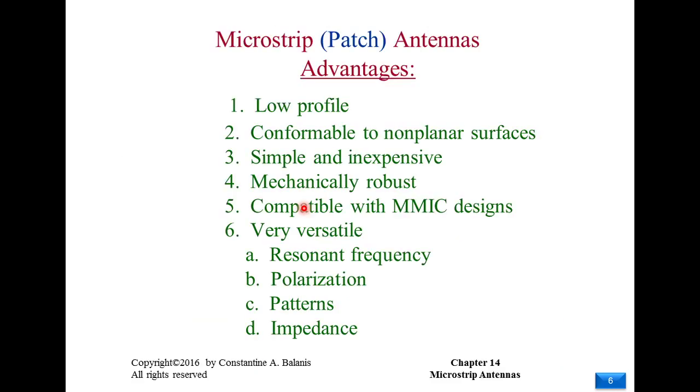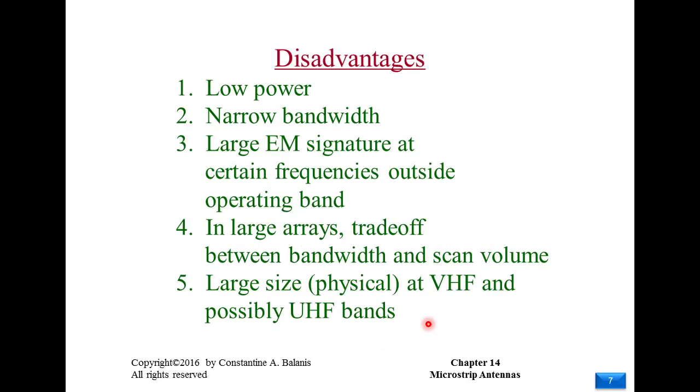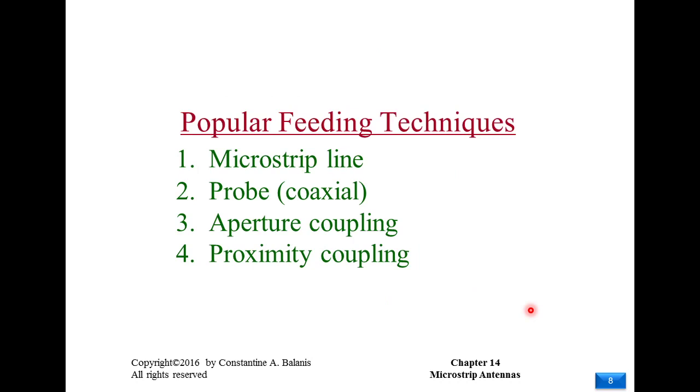The microstrip does have advantages that you can read on your own. It is low profile and versatile, meaning flexible in the design for certain resonant frequency, polarization, pattern, impedance, and so forth. It has some disadvantages; the main ones are low power and large size. I don't think this is a big problem, because any antenna at low frequency would be large. We can have a very small dipole antenna at VHF with a reasonable size, but the microstrip wouldn't be.